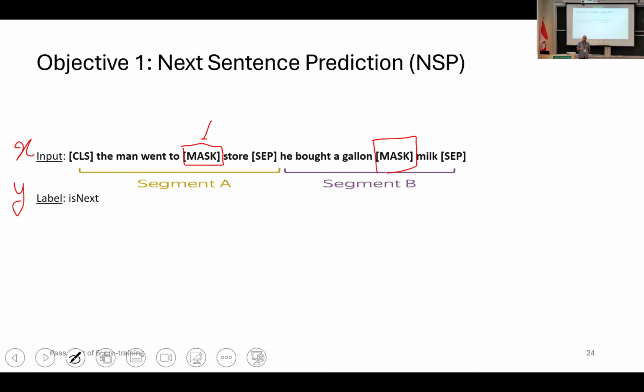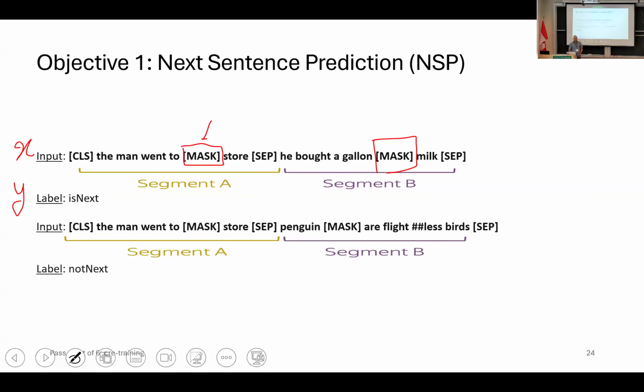One is that the model with masked words is going to develop the capability of guessing the missing word. And it was also used as objective number 2, which we're going to cover next. So for this sentence, the man went to the store, he bought a gallon of milk. We can see that they make sense next to each other, right? So the label is "is next".